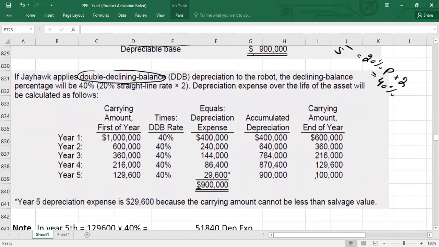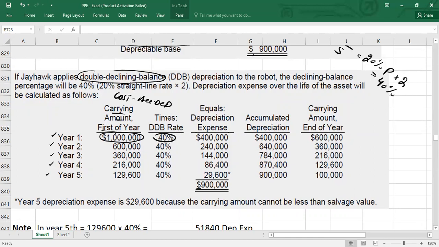Here we go. First of all, you will write year. We have year 1, 2, 3, 4, 5, because at the end of each year you will calculate the depreciation. So you will start with the carrying amount at the start of the year. Carrying value is always equal to cost minus accumulated depreciation. In the first year your cost is 1 million, accumulated depreciation is 0. The reason is that we are going to calculate the first depreciation, so your cost will be equal to the carrying value in the first year.